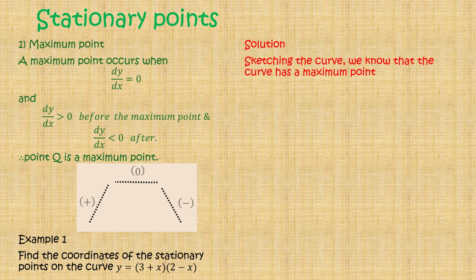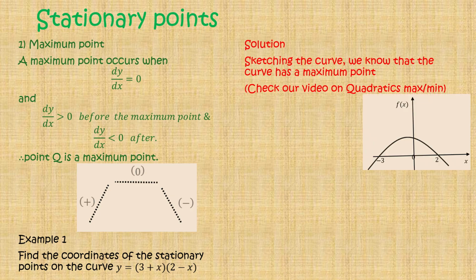We know that the curve has got a maximum point. So if you have forgotten or if you haven't come across anything of this nature, I encourage you to check out our video on quadratics. Check out the whole playlist, but specifically the quadratics maximum and minimum graphs. Great. So we have the sketch over here because we know that this one is a maximum graph that has got a maximum point, and the points of intersection with the x-axis are -3 and 2, like that.